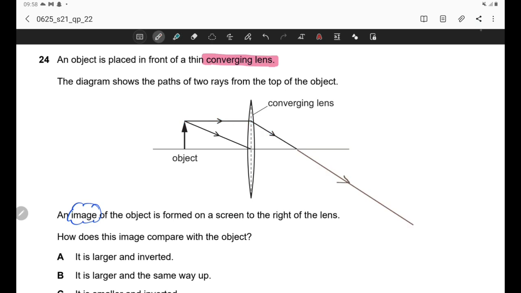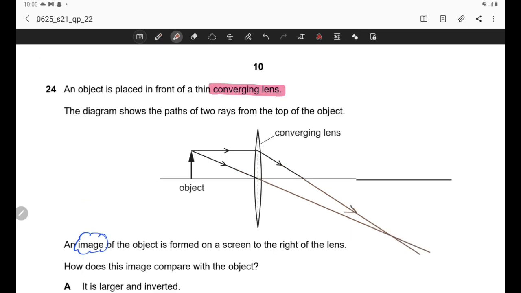Now we can look at the second ray. The second ray is passing through the center of the converging lens. So the ray passing through the center of the lens will not deviate but it will continue to move straight. So we can complete the second ray also. As we discussed, without any deviation, this ray will continue in a straight line.